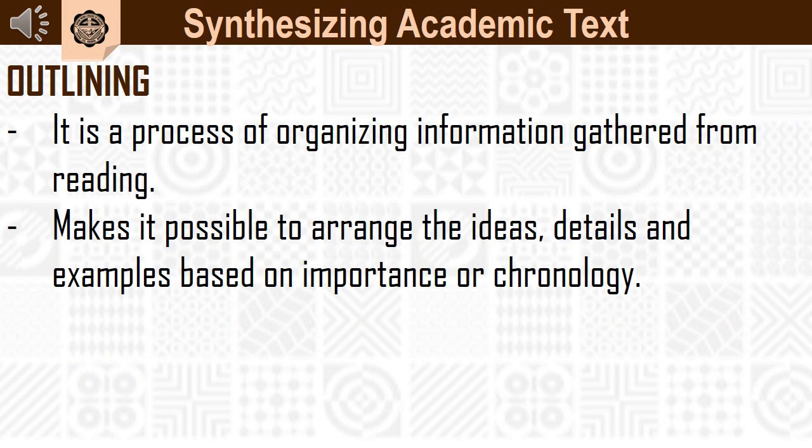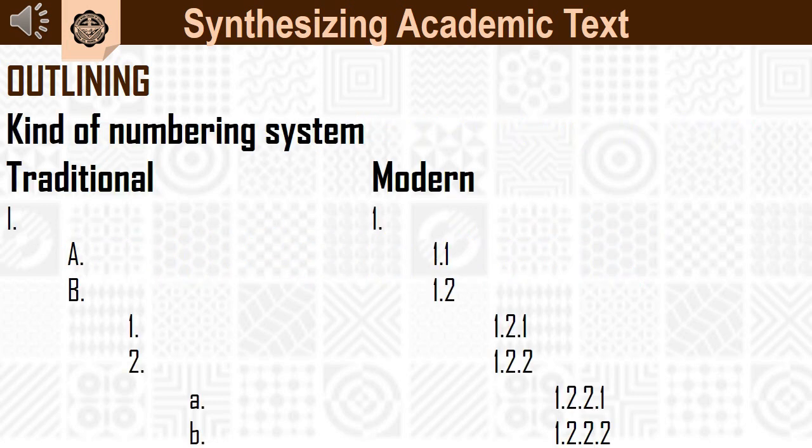Last, we have outlining. Outlining is a process of organizing information gathered from reading. It uses an outline or a skeletal framework which includes the ideas separated by specific headings and uses a numbering system. Outlining makes it possible for you to arrange the ideas, details, and examples based on importance or chronology. There are two kinds of numbering system. First, traditional, and second, modern.